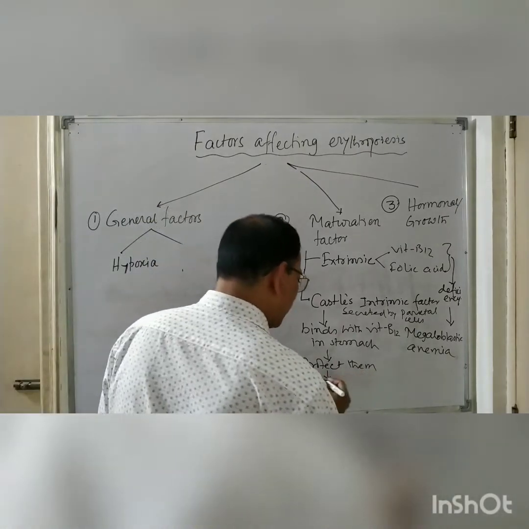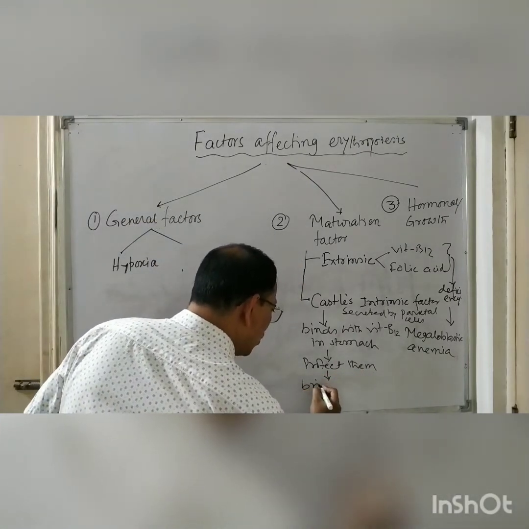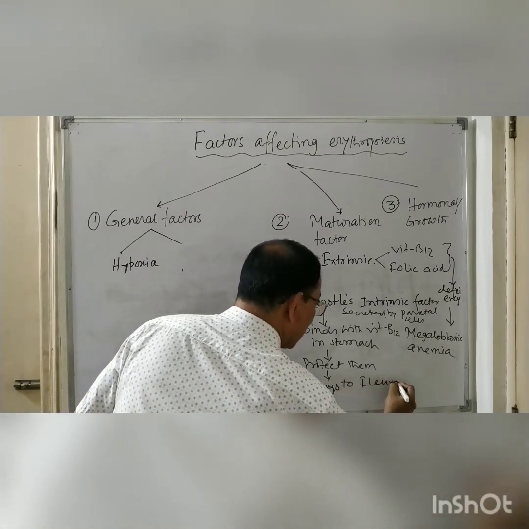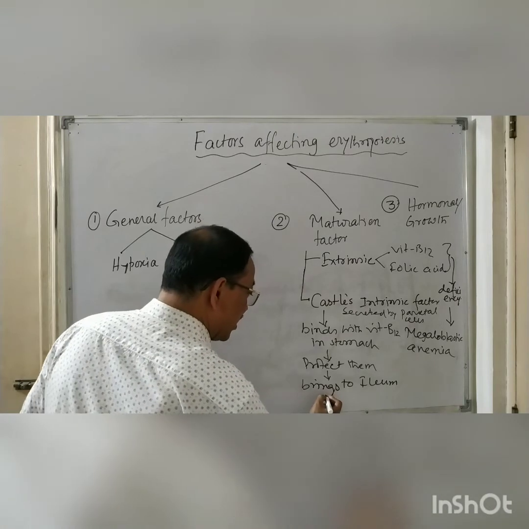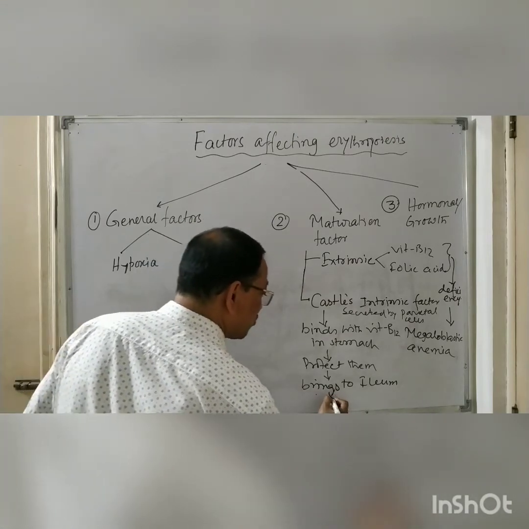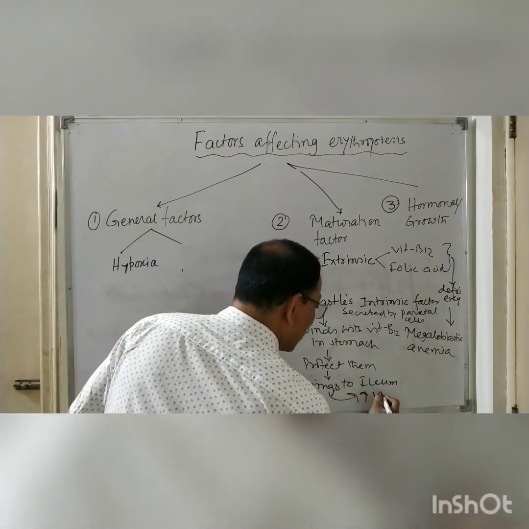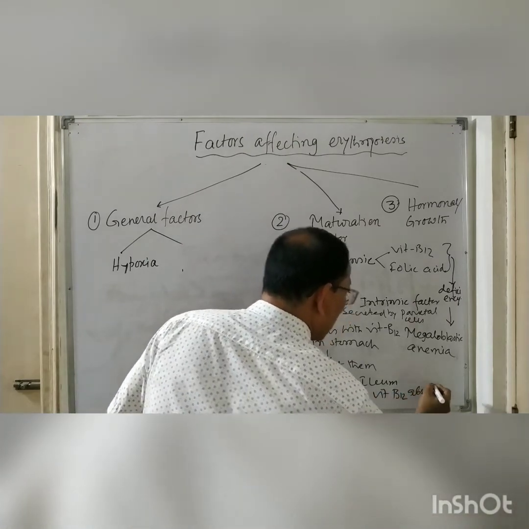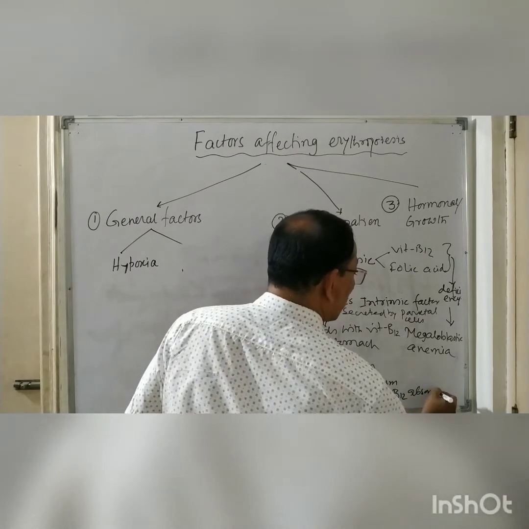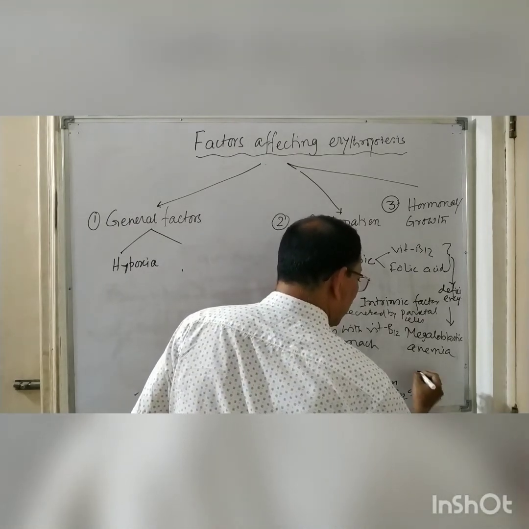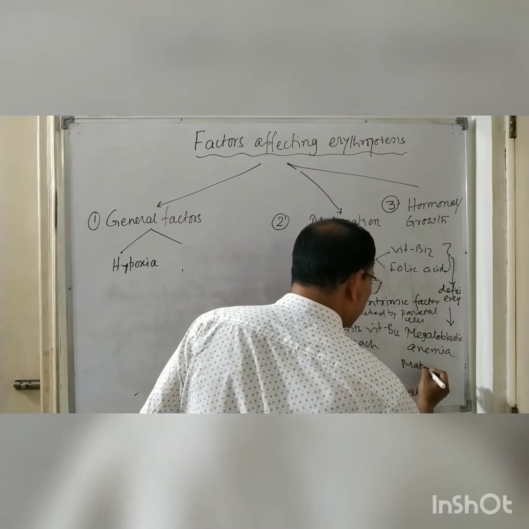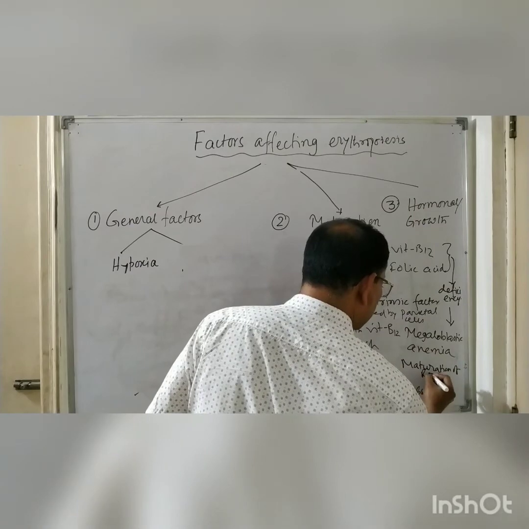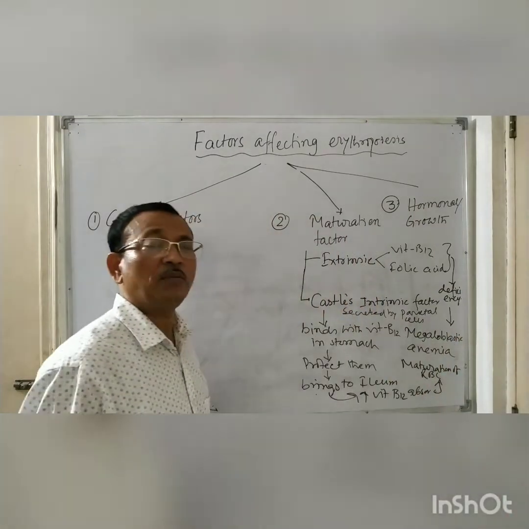So this protects them, brings them to ileum, and thereby these are responsible for increased vitamin B12 absorption, and thereby for maturation of the RBC. So RBC production will be increased.